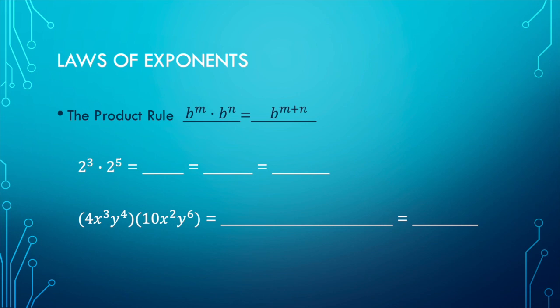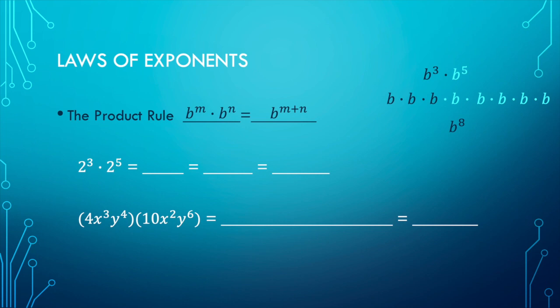Let's say that I have b to the third, b cubed, times b to the fifth. That's really shorthand for b times b times b times b times b times b times b times b. This is b cubed and this is b to the fifth. Well, if I count up all these b's, I have b to the eighth, which is 3 plus 5. 3 of them here and 5 of them there. So if the bases are the same and we're multiplying those exponential expressions together, we just add the exponents.